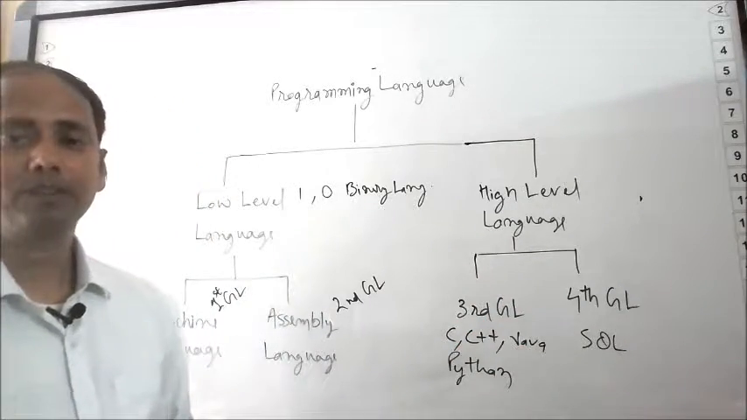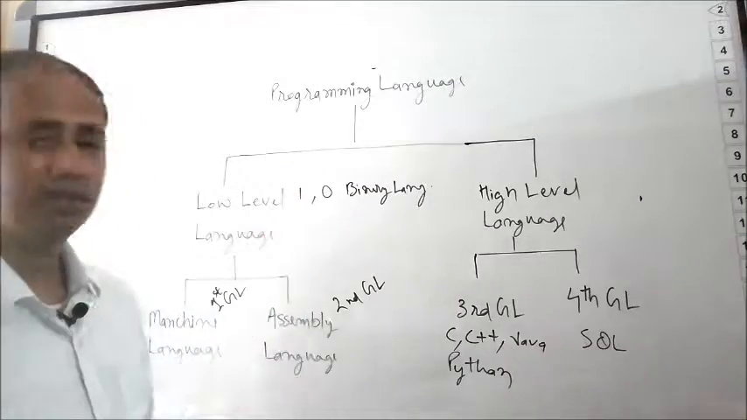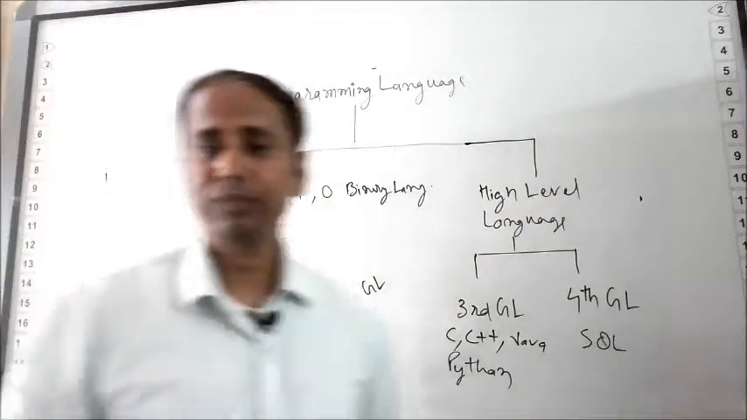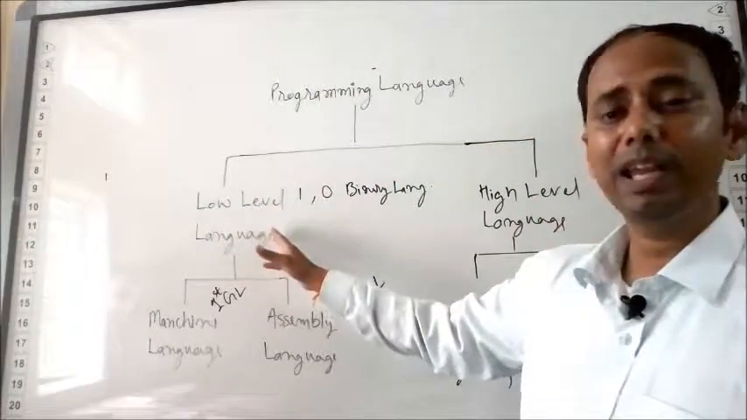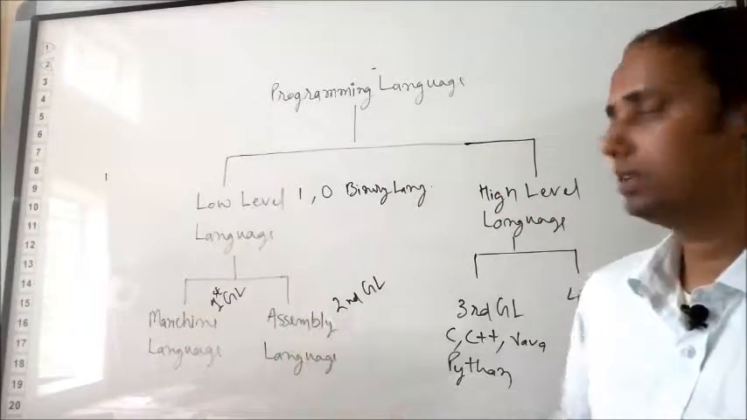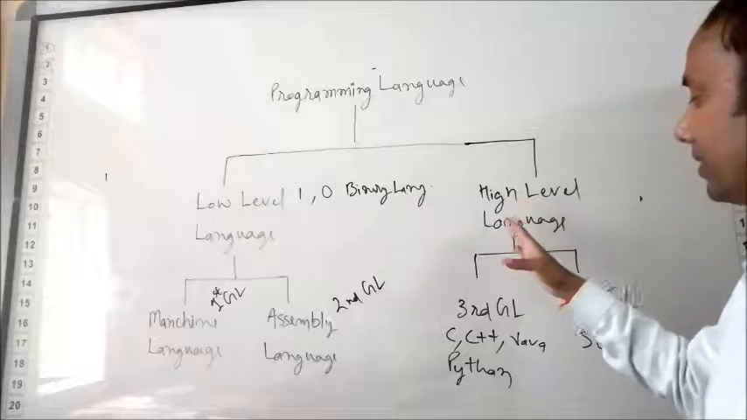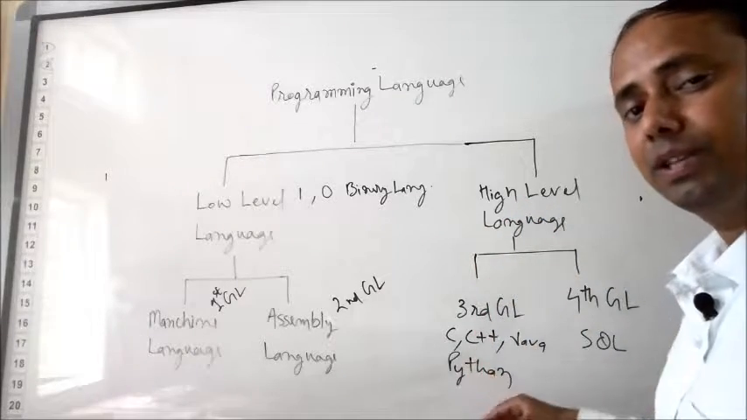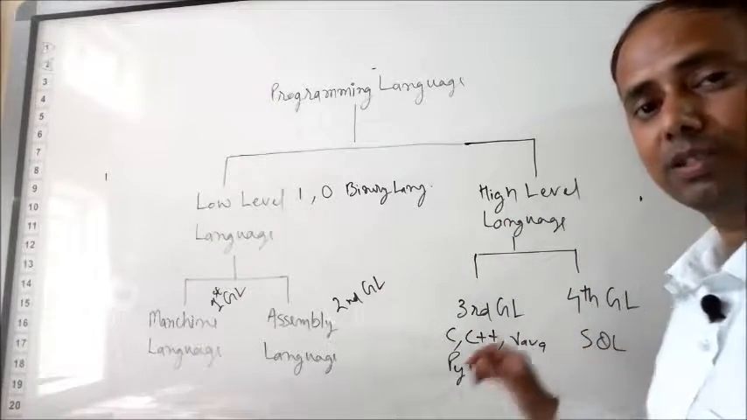So student, we have had a brief look. We have low level language, where there are two types: machine language and assembly language, and next we have high level language where we have third generation language as well as fourth generation language.